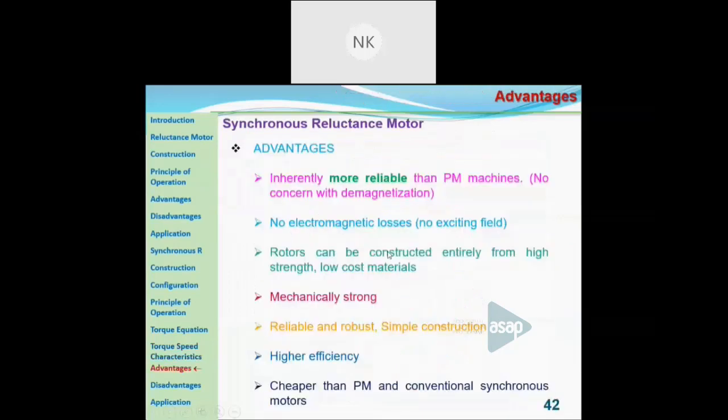And the advantages are that it is more reliable, and no electromagnetic losses will be there since there is no field winding. The rotor can be constructed entirely from high strength, low cost materials, and it is mechanically strong, reliable and robust. Simple construction, higher efficiency, and cheaper than the permanent magnet and conventional synchronous motors.